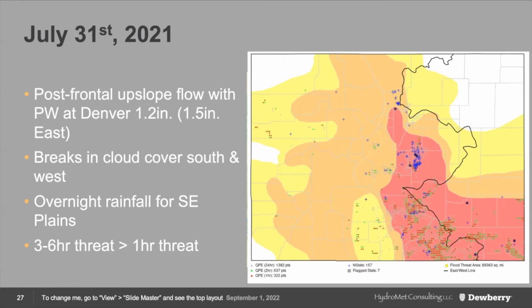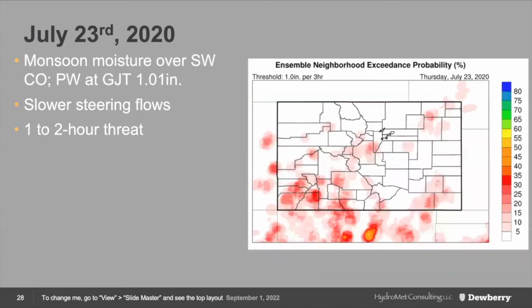So now we're going to step through to the next day, which is July 23rd, 2020. Yeah, so July 23rd, 2020, as you can see, is an evolution of QPF guidance. This is from our older version. So we woke up to a lot of monsoon moisture over the state. PW at Grand Junction was 1.01 inches, which is very, very high, with values likely exceeding that further south, closer towards the moisture source. We also had very slow steering flows under a classic summer ridging pattern. So that just meant that storms can drop a lot of rainfall as they're moving slower and very efficiently. So this was more of a 1 to 2 hour threat.